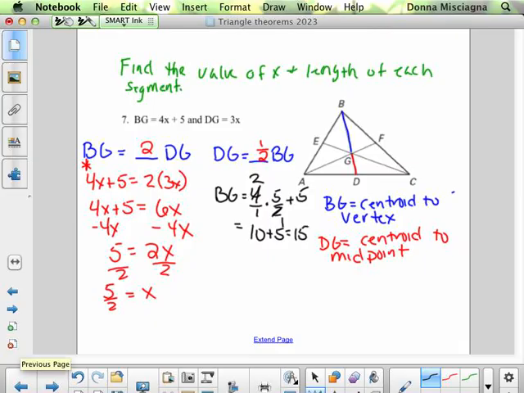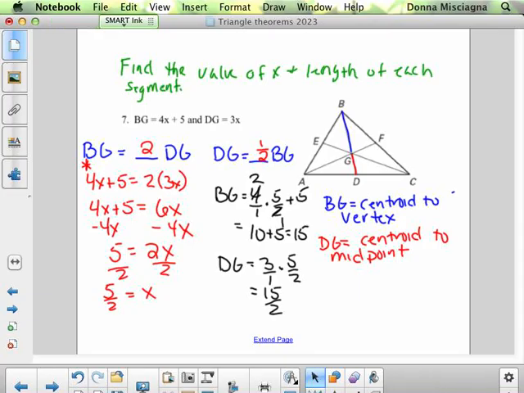And then DG would be 3. I'll just put a 1 over there. Times 5/2. And that's not going to reduce. That's just 15/2. And yes, 15/2 is half of 15. All right, so now we're done with this problem. Let's go ahead and do the next problem.